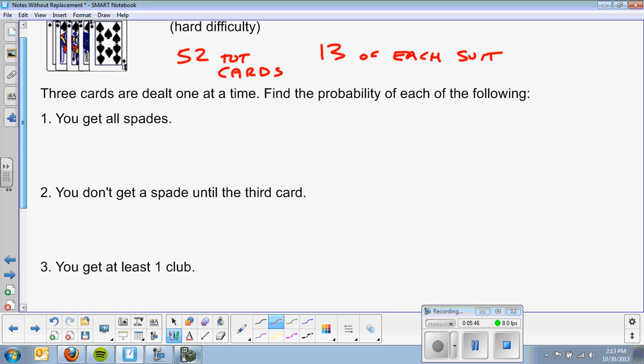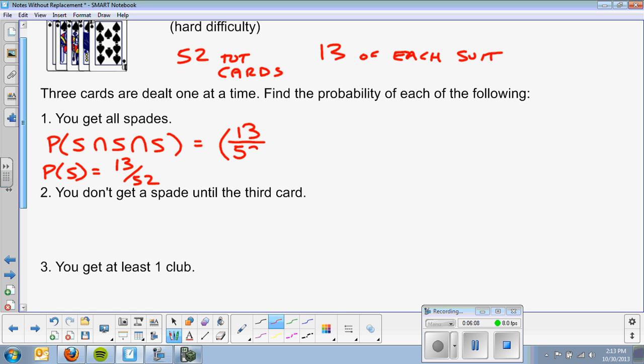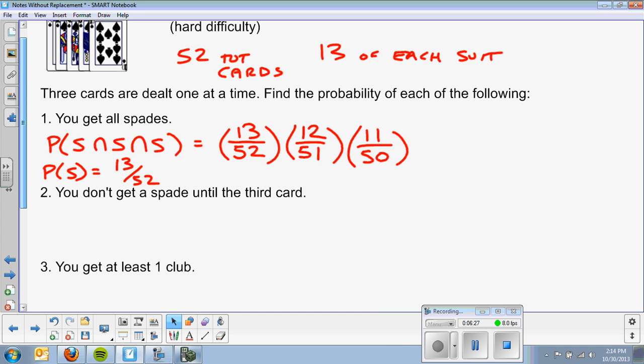So, if I get all spades, I'm looking for spade and spade and spade. The probability of a spade is 13 out of 52, since there are 13 spades in the entire 52-card deck. Now, you keep that spade, so now there's only 12 left out of 51 cards. And then the third one's got to be a spade, so there's one less out of 50 cards. So again, if the items selected are the same, both the numerator and the denominator will decrease.